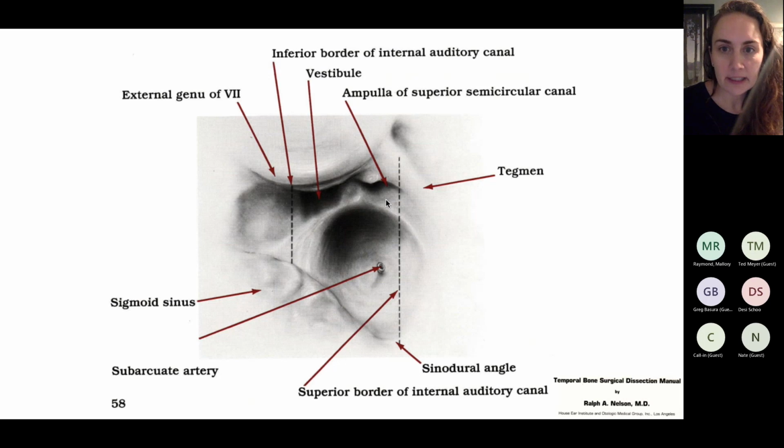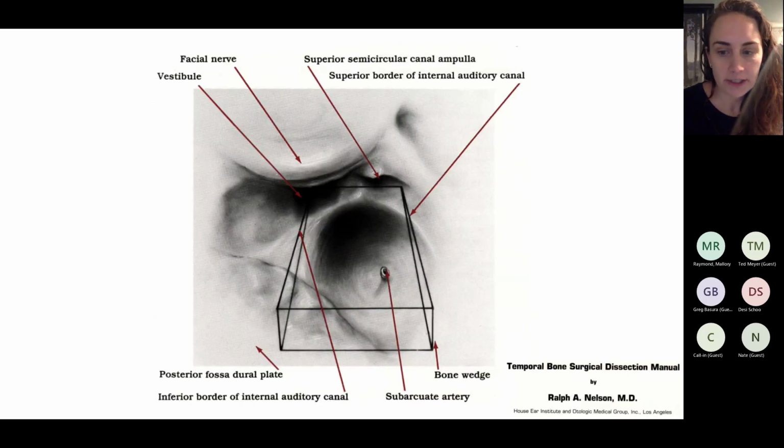Finding the ampulla of the superior semicircular canal, which is a nice landmark for your IAC, then drilling superior and inferior troughs to help identify that internal auditory canal. This is kind of the trajectory of the canal as it's coming in under the semicircular canals.